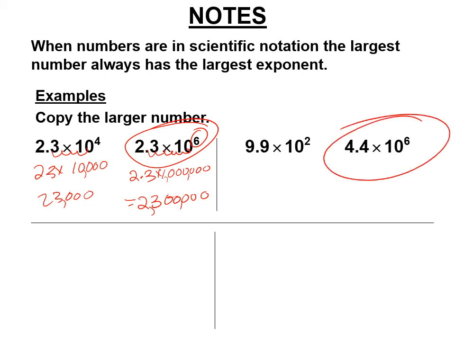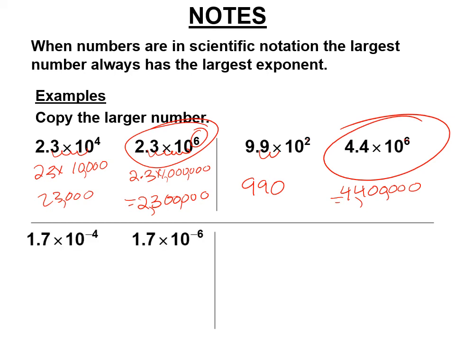Right? This one is way bigger because 6 is bigger than 2. This is only 990. We would never write that in scientific notation. This, move the decimal 6 times, you get 5 zeros. 1, 2, 3, 4, 5. We come back. That's 4,400,000.